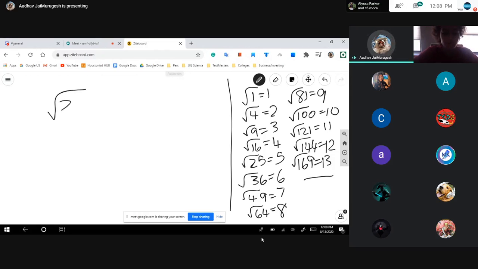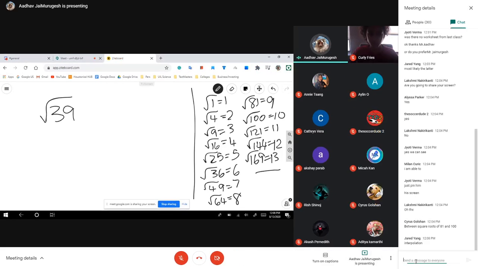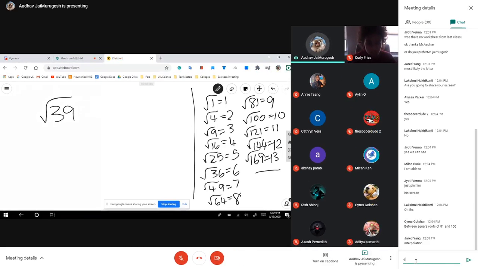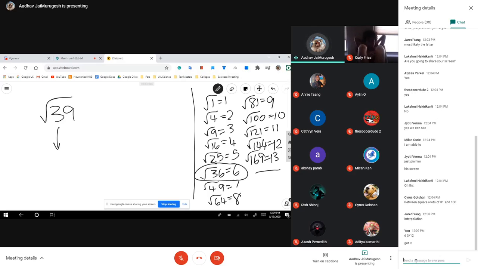So let's take the number 39. How would you find the square root of 39? What you would do is try to find the closest perfect square below this number. The closest perfect square below 39 is 36. So the square root of 36 is of course going to give us an answer of 6, and that is going to be the whole number answer for this question.